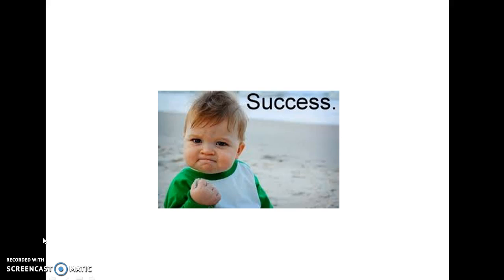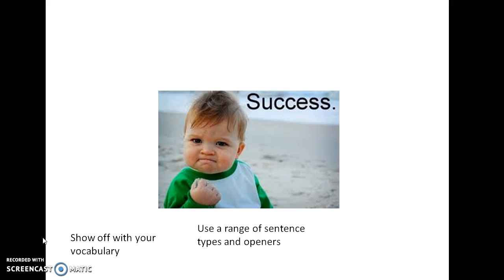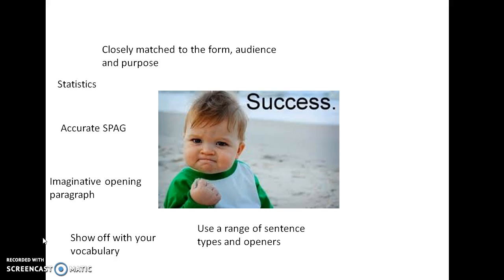So here we're thinking about what do we need to do? Well, we've got to use a range of sentence types and openers. We've got to show off with vocabulary, have an imaginative opening paragraph, accurate spelling, punctuation and grammar, use statistics sparingly, where we closely match the form, audience and purpose. We need to include a wide range of language techniques. We've got to read the task carefully.